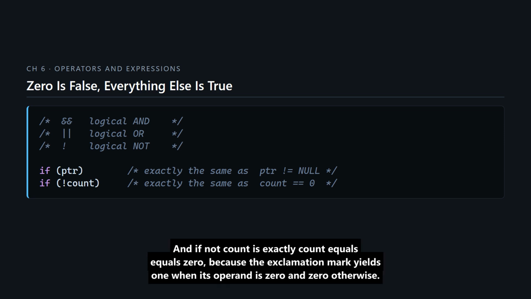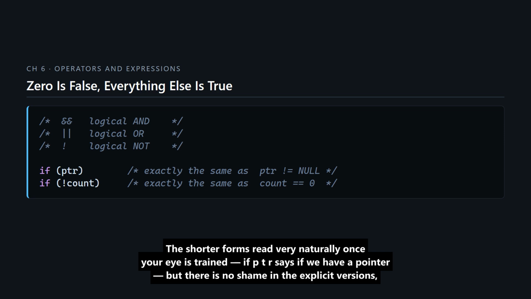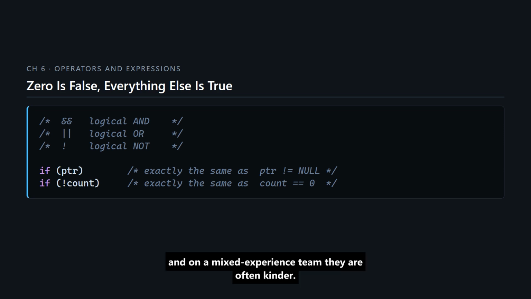And if not count is exactly count equals 0, because the exclamation mark yields 1 when its operand is 0 and 0 otherwise. Both spellings are idiomatic and you will meet both. The shorter forms read very naturally once your eye is trained. If PTR says if we have a pointer, but there is no shame in the explicit versions. And on a mixed experience team they are often kinder.